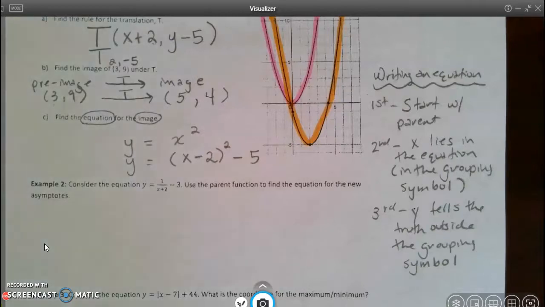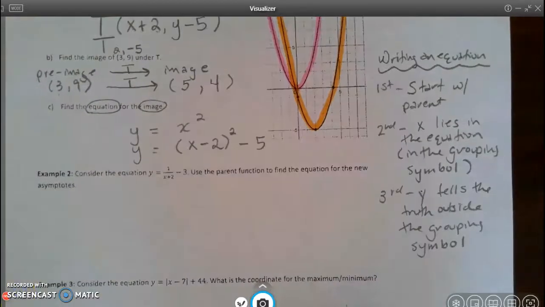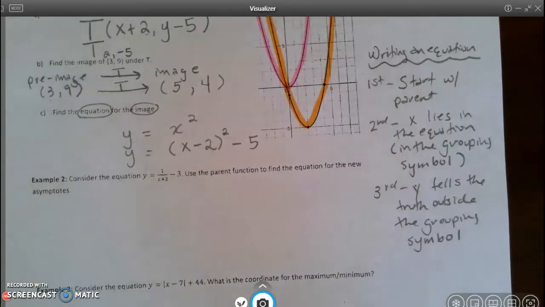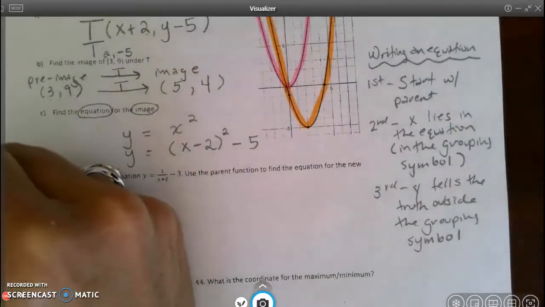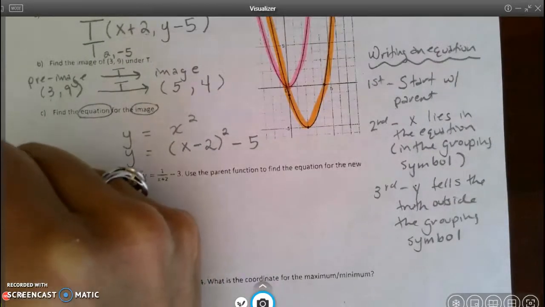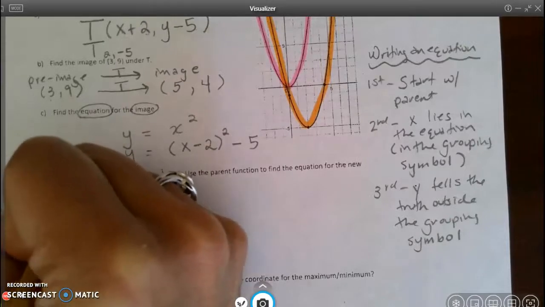Consider the equation y equals 1 divided by the quantity x plus 2, minus 3. Use the parent function to find the equation for the new asymptotes. Right, so if I'm going to find the equation for the new asymptotes, I first need to know the equation for the old asymptotes, or the parent asymptotes. So I'm always going to start with the parent asymptotes.